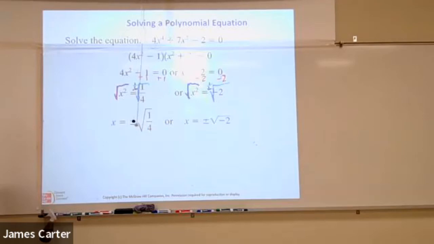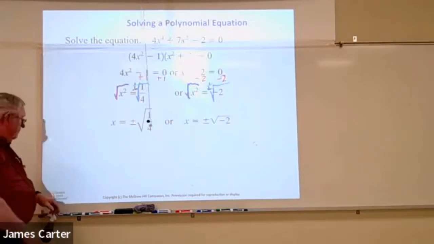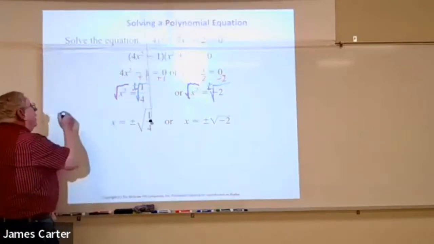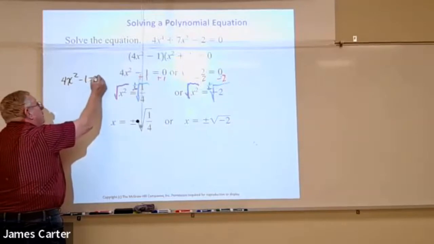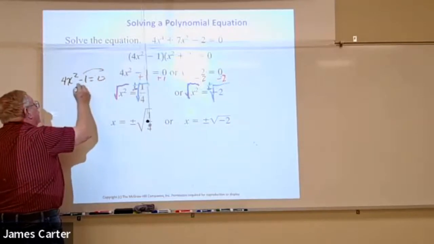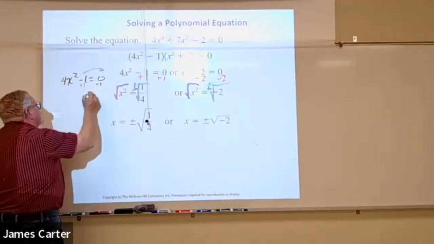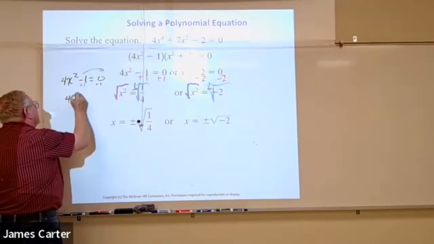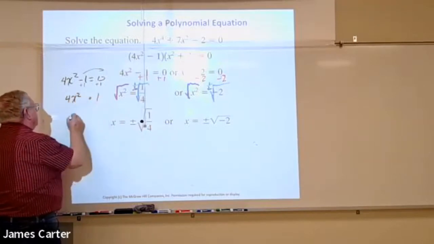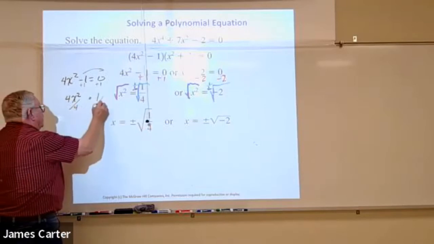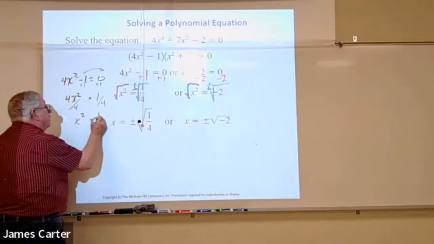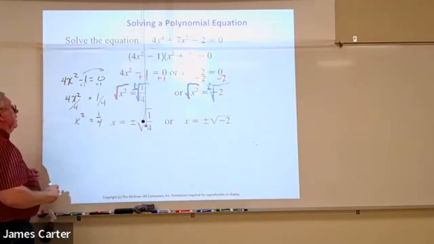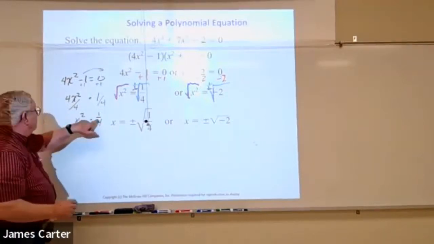What? Square root of 1/4. Is that by dividing by 4? 4x squared minus 1 equals 0. Take that over, plus 1 plus 1. 4x squared equals 1. Divide by 4, divide by 4. X squared equals 1/4.